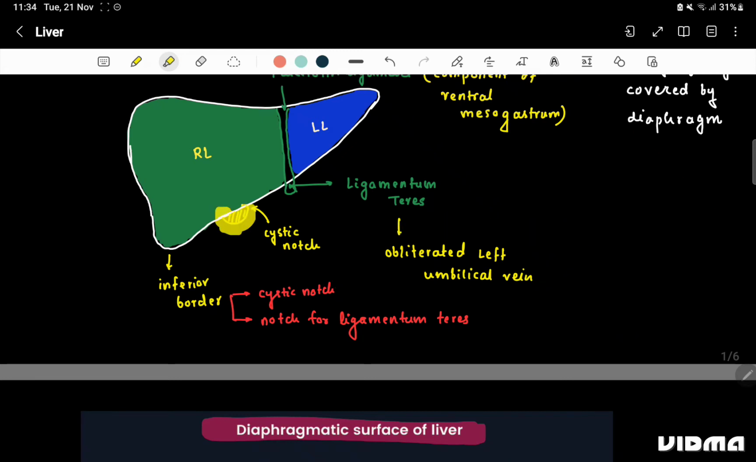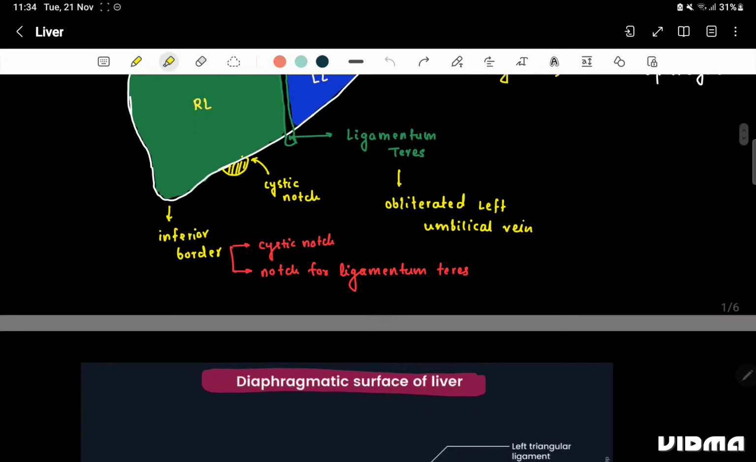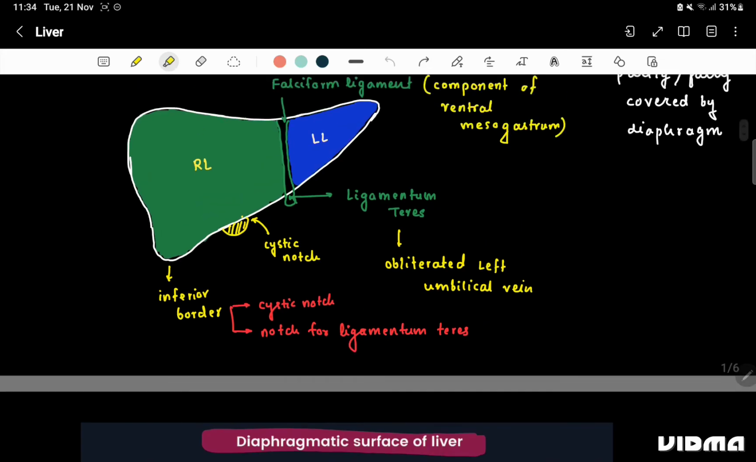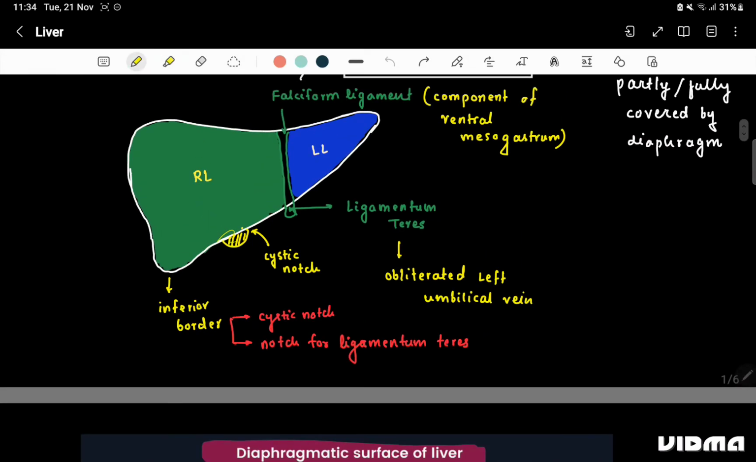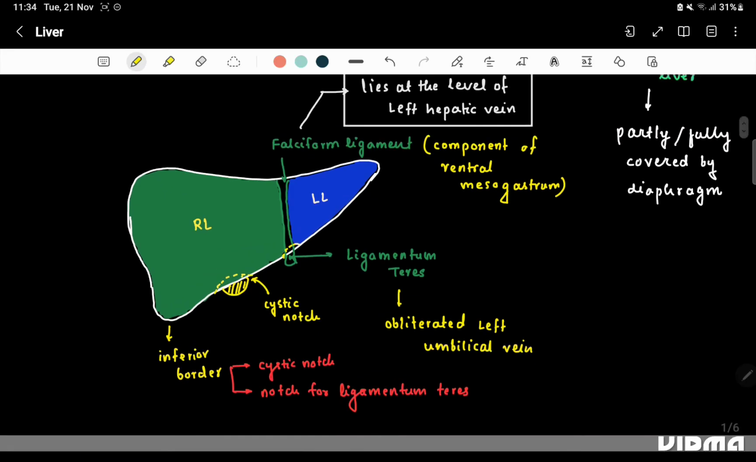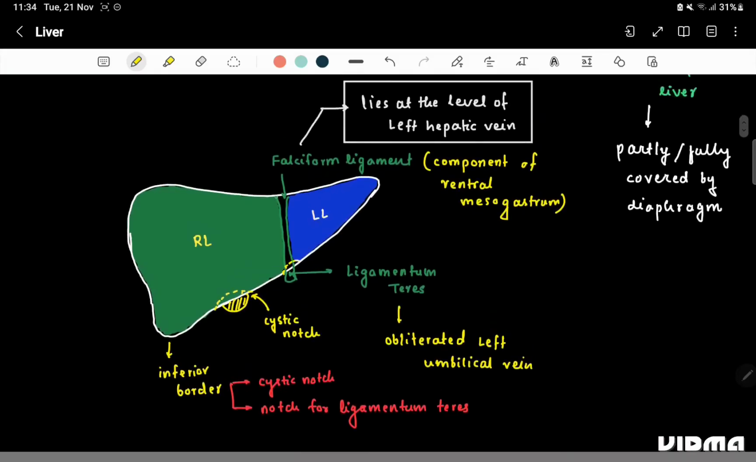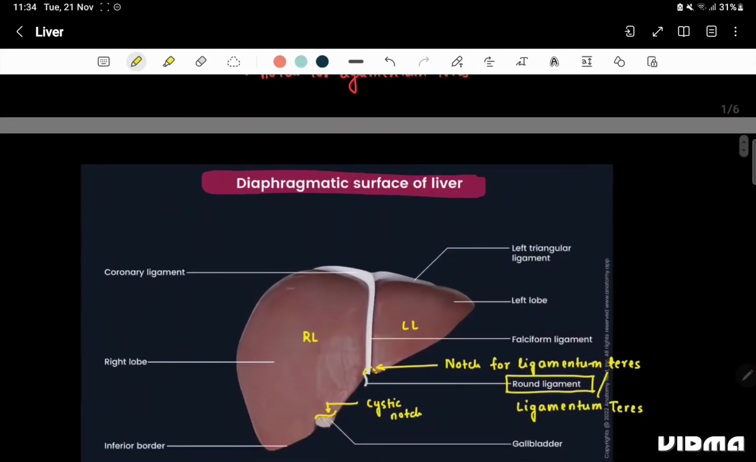We have a cystic notch present over here. The cystic notch will be present like this with the gallbladder. Due to the presence of the gallbladder, we have an inferior border. This is an inferior border where the cystic notch is present, and a notch for ligamentum teres is also there. So we have two components in the inferior border. The superior border has only the falciform ligament.